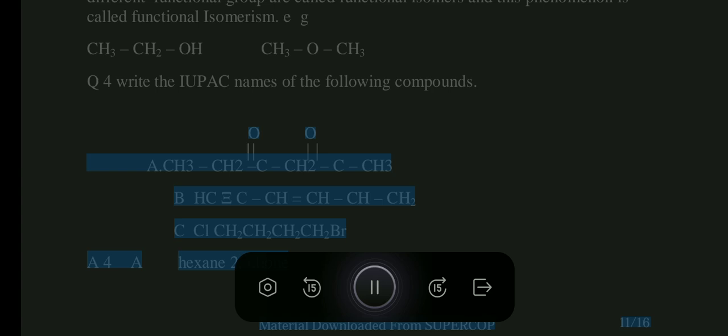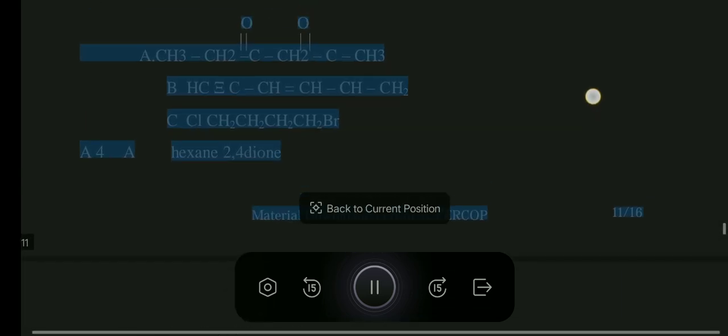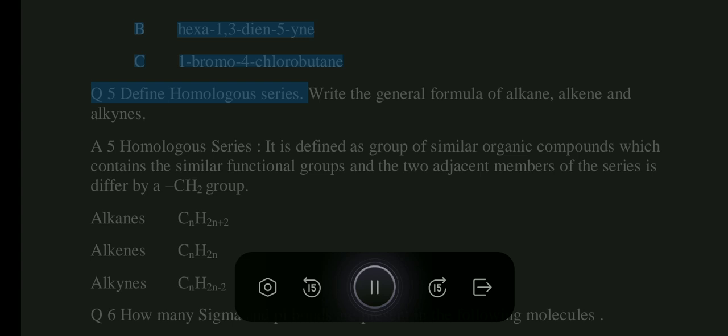Answer: A. Hexane-2,4-dione. B. Hexa-1,3-diene. C. 1-Bromo-4-chlorobutane.